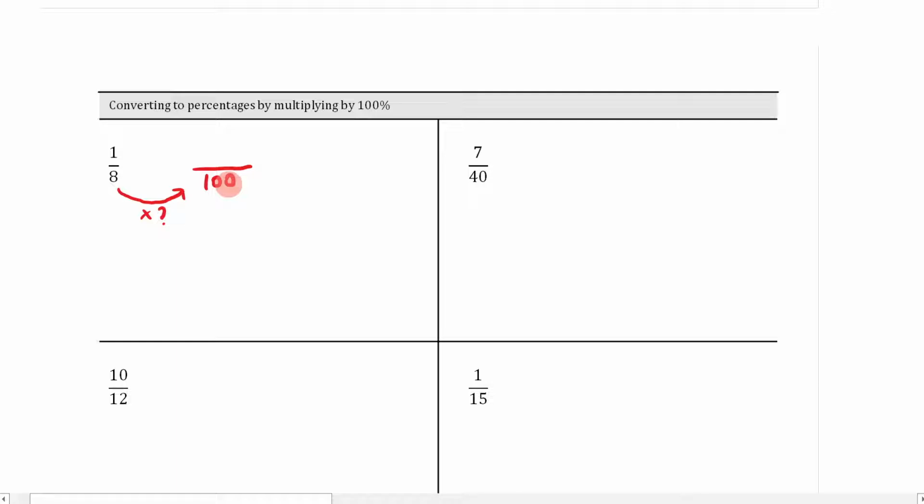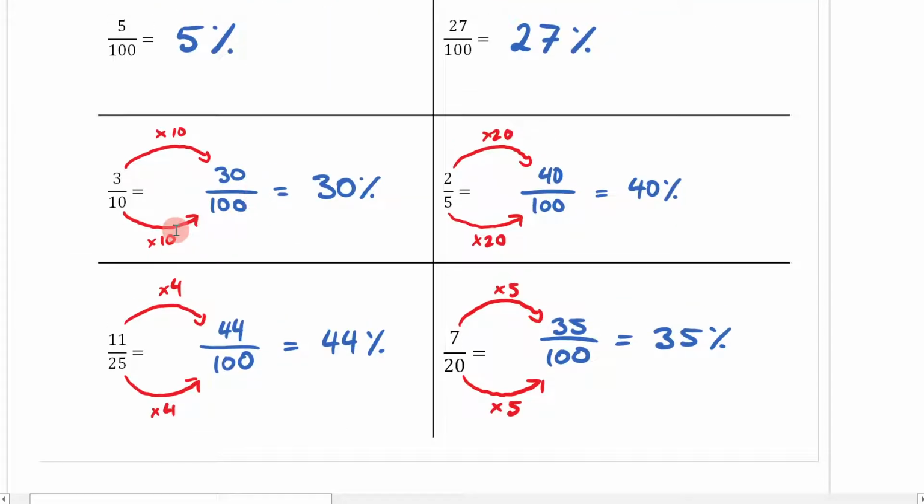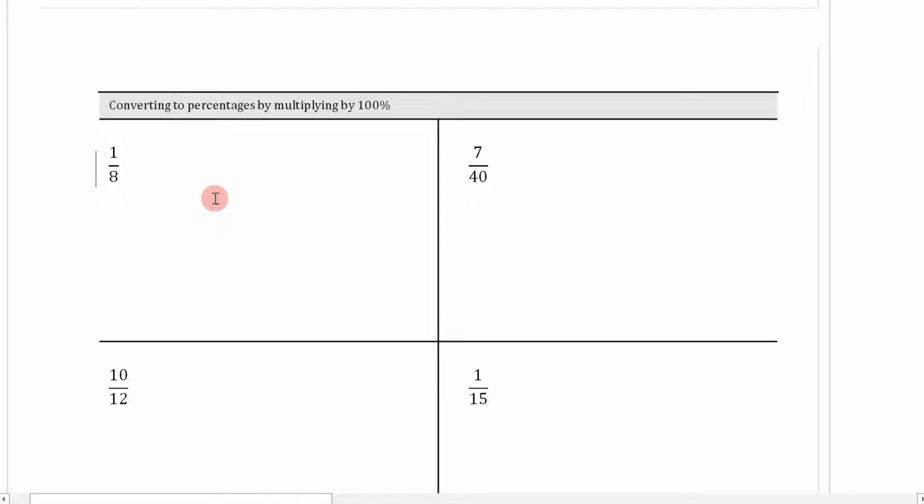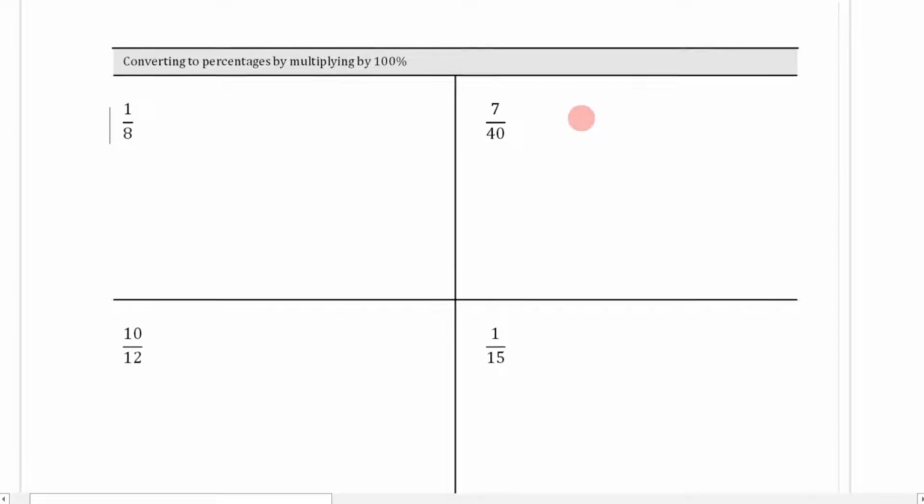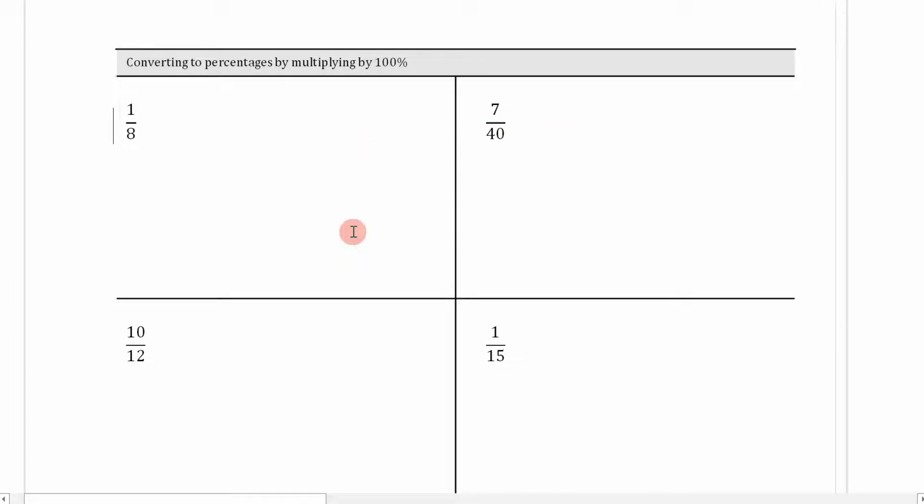Well, hopefully what you can recognize is that this doesn't work. There is no number that you can times 8 by to make it into 100. So we can't use the method that we used up here. The method that we used up here is we create an equivalent fraction with a denominator of 100. That no longer works. We can't do that. All right, so what are we going to do instead?